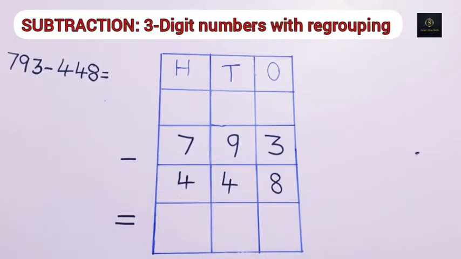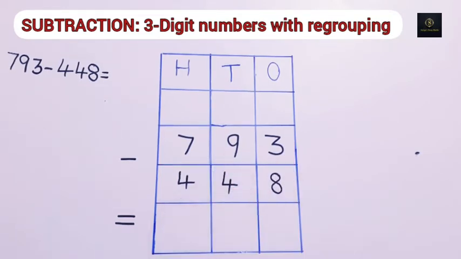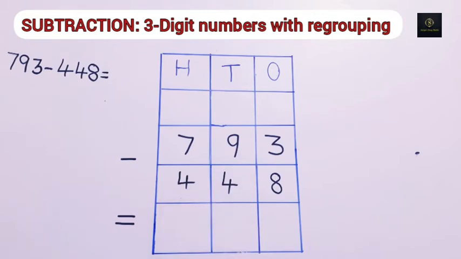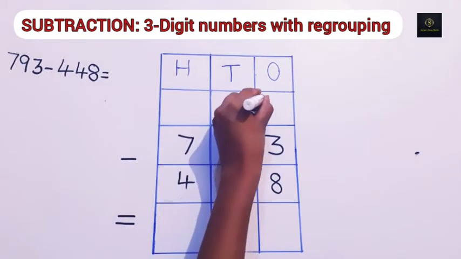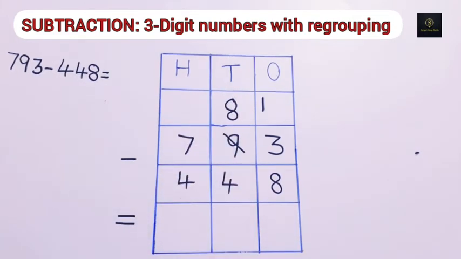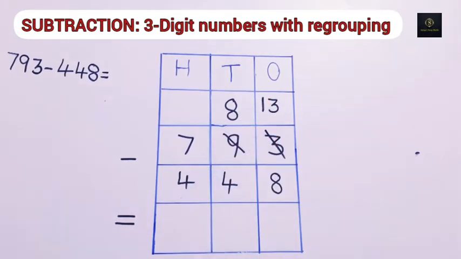So what we will do? Yes, when we cannot subtract, then we will borrow from the next number, that is 9 tens. So we will borrow 1 ten from this 9 tens and we will put it to the ones column. So here 8 tens will remain and ones will become now 13 ones.